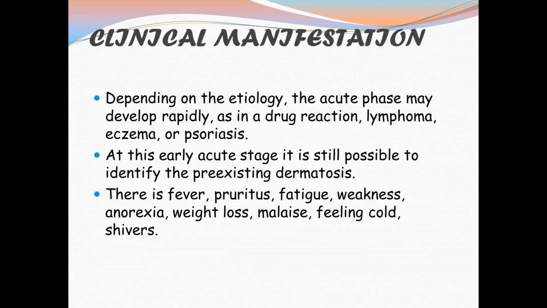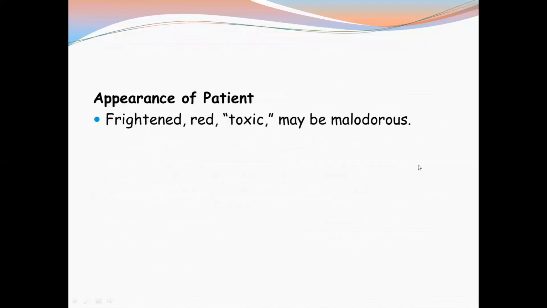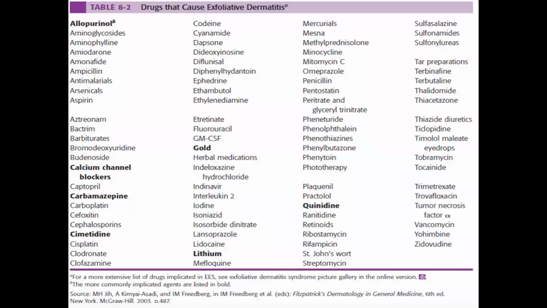So, clinical presentation depends on the etiology. The acute phase may develop rapidly in a drug reaction, lymphoma, eczema, or psoriasis. At this early acute stage, it is still possible to identify the pre-existing dermatosis. There is fever, pruritus, fatigue, weakness, anorexia, weight loss, malaise, feeling cold, and shivers. So, what is the appearance of the patient going to be? They'll appear frightened, red, toxic, and it may be malodorous.